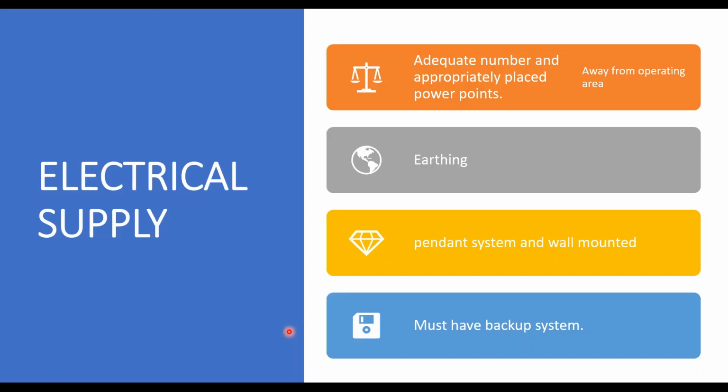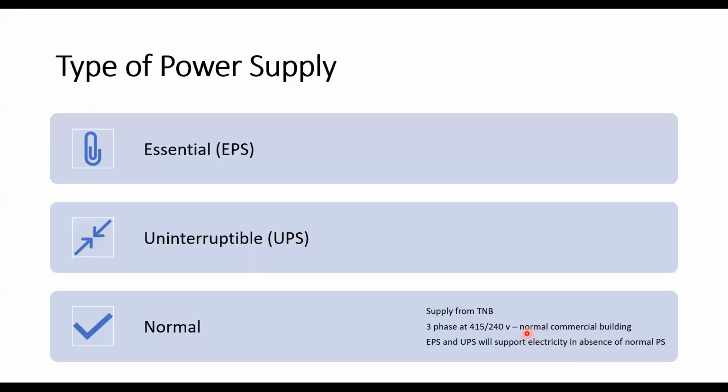How about the electrical supply? This must be provided adequately and appropriately placed. The power supply is usually located away from the operative area and must be earthed. It could be wall-mounted or pendant system. And power supply in the operating theater usually has a backup system.